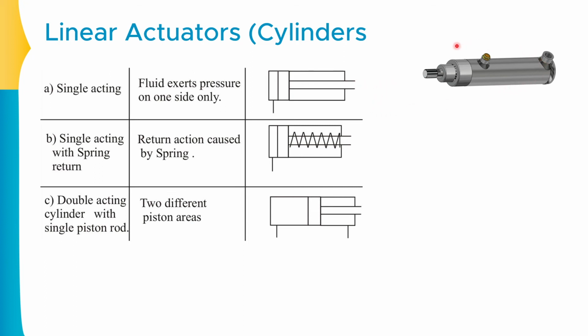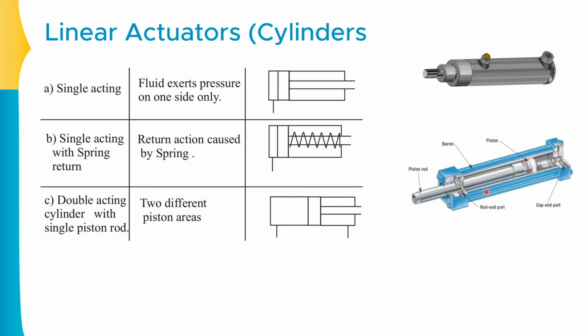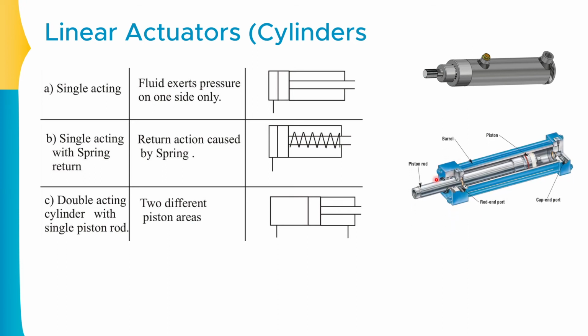Okay, so it will look something like this in actual, and if you observe the cross section, it will look something like this. So this is the shaft or piston rod. This is actually the piston. This is the outer cylinder or barrel. Now fluid will be inserted from here. The piston will be pressurized and will move in this specific direction. So due to that, the piston rod will move outside.